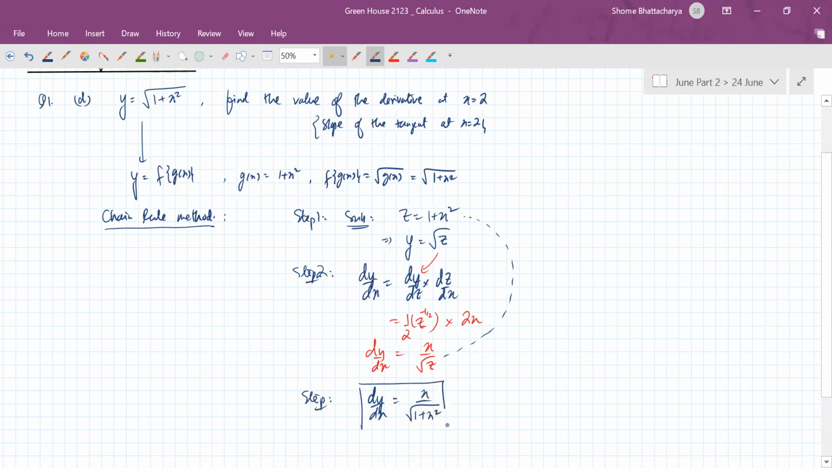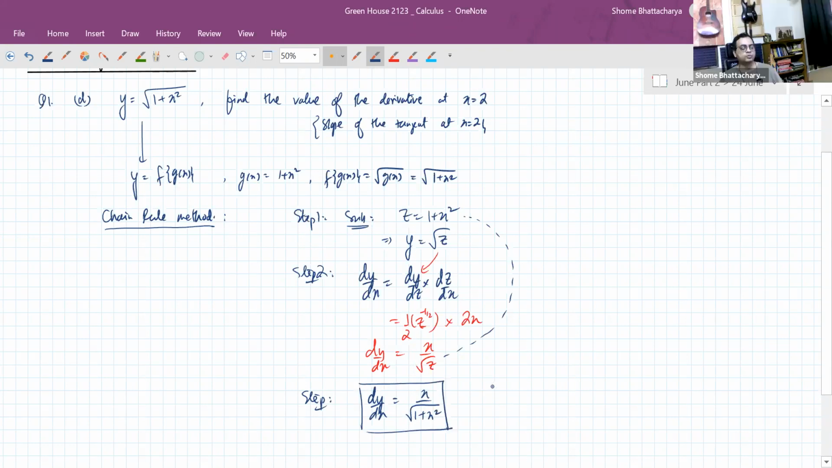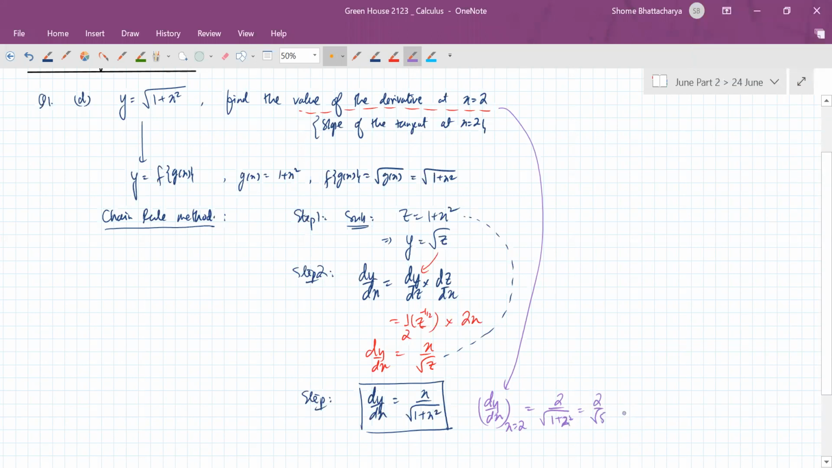Two upon root 5. Yes, very good. 2 upon root 5 is the correct answer. So now this is dy by dx in general. Now we have to find the value of the derivative at the point x equal to 2. So for that, just substitute. So dy by dx at x equal to 2 will become 2 upon square root of 5. So 2 upon root 5 becomes our final answer.